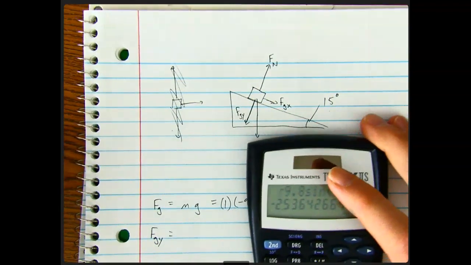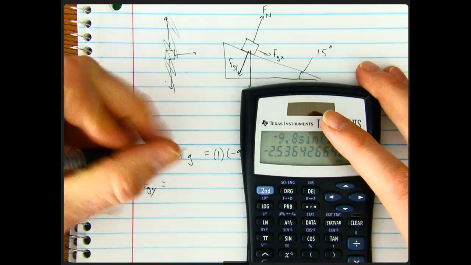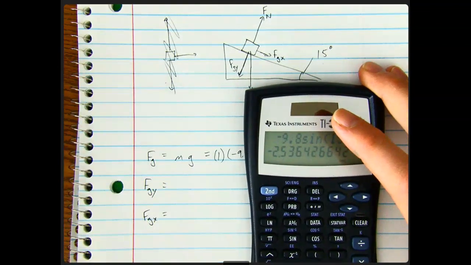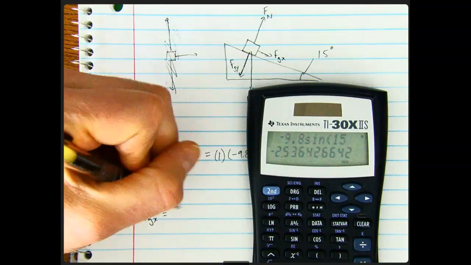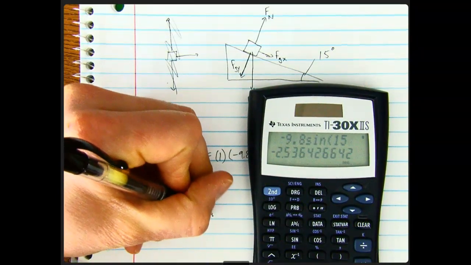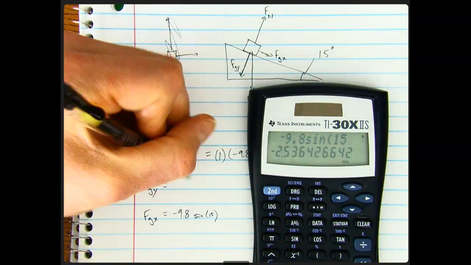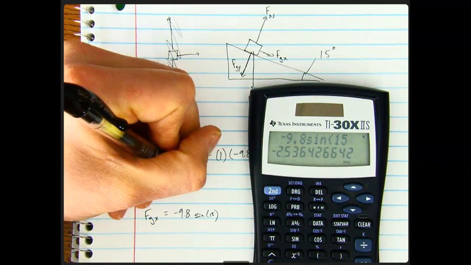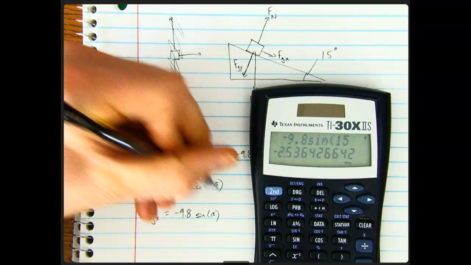So let me just slide that over here. We're going to have to find both of these, force of gravity in the x direction and force of gravity in the y direction. In the x direction, we would take our negative 9.8 and do sine of 15. And then our y component is going to be negative 9.8 cosine 15.